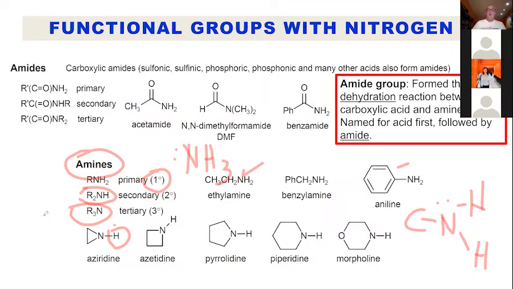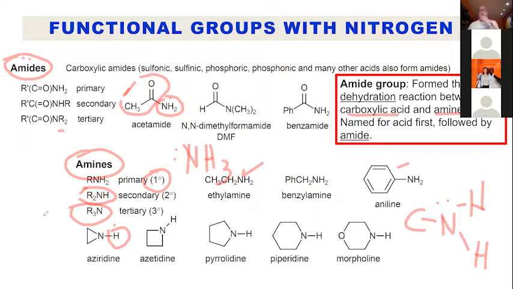Now, the other really important functional group with nitrogen is called an amide. An amide is basically just like an ester. The only difference is we have a carboxylic acid and an amine reacting together. So here's the part that was the carboxylic acid, and then here's the part with the amine. Same rule sort of applies as with the amines. A primary would have just a single carbon, secondary would have 2, and a tertiary would have 3.